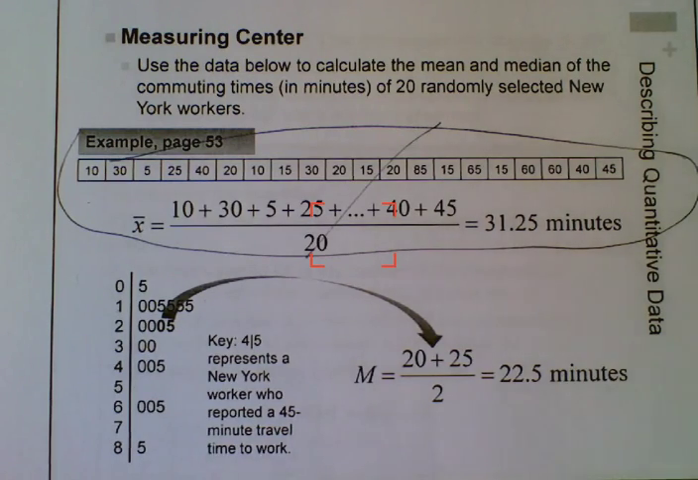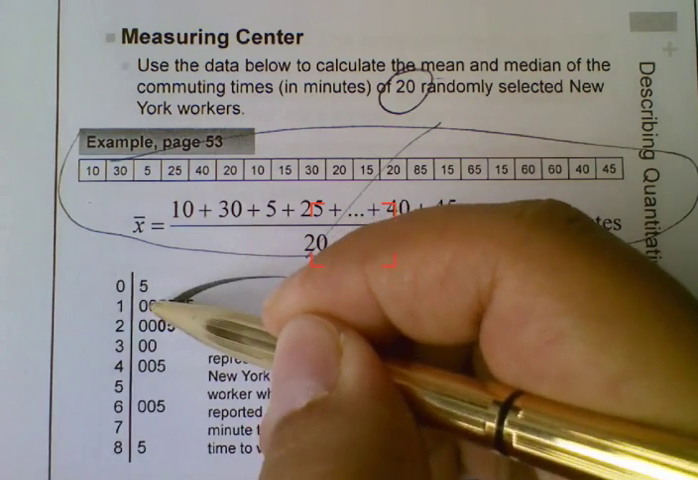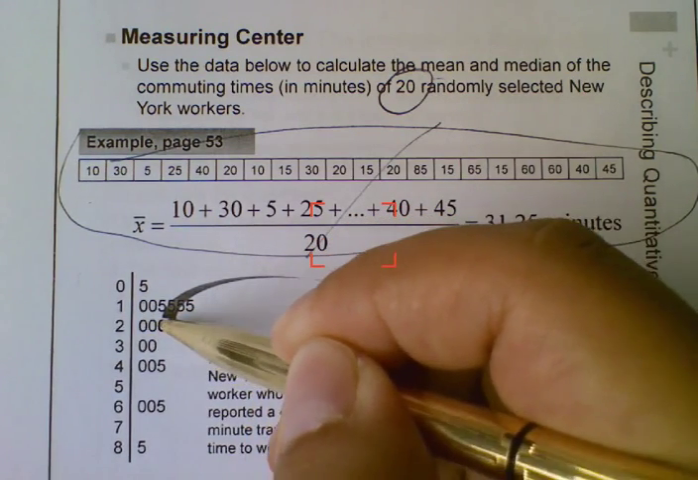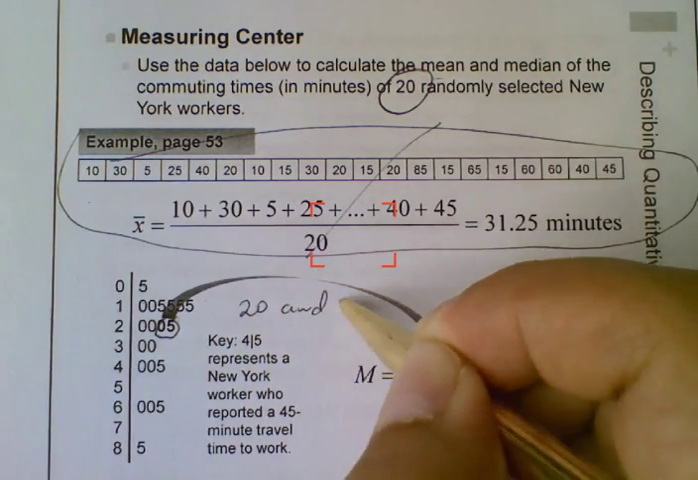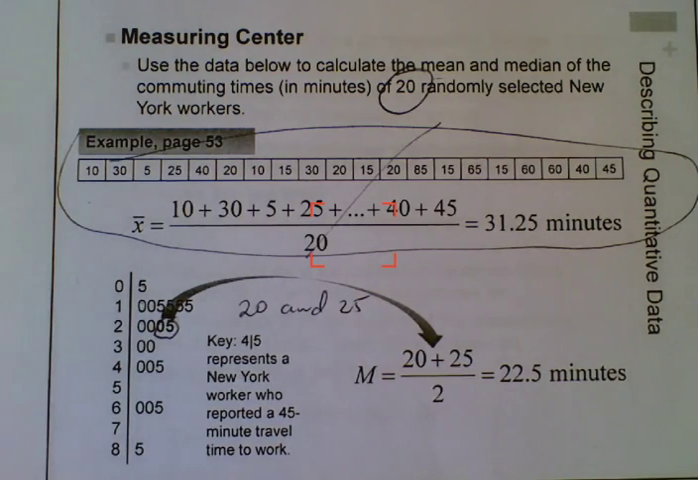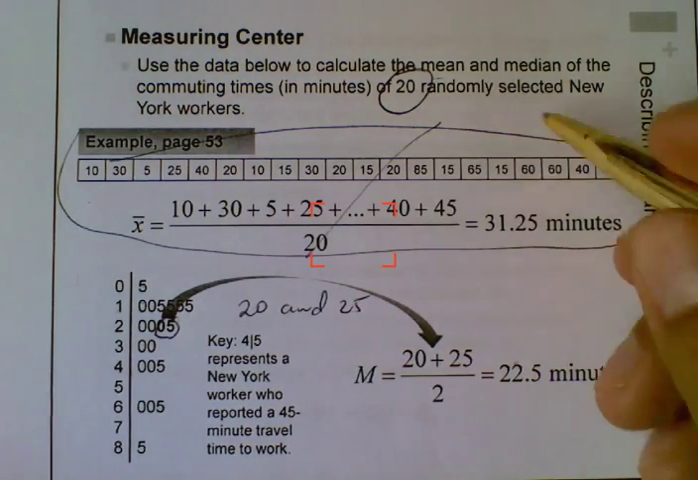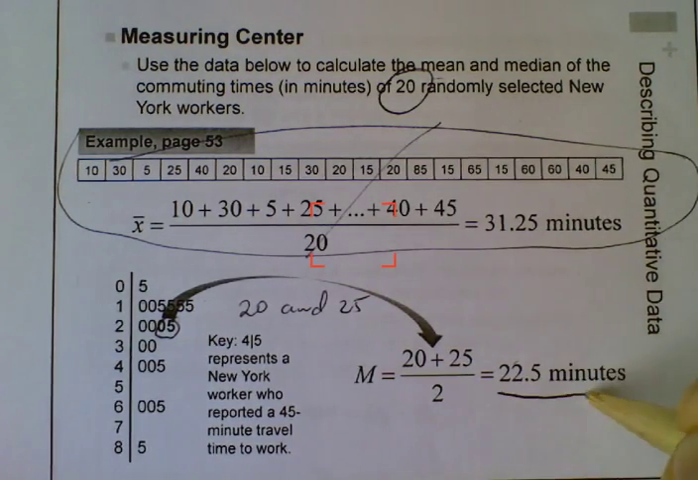And to find the median, since I have 20 observations, the median is going to be between the 10th and the 11th observation. So I just count in order: 1, 2, 3, 4, 5, 6, 7, 8, 9, 10, 11. So the median is going to be between 20 and 25, and the average of those numbers is 22.5 minutes. So out of that sample of 20 New Yorkers, half of them commute more than 22.5 minutes, and the other half commute in less time than that.